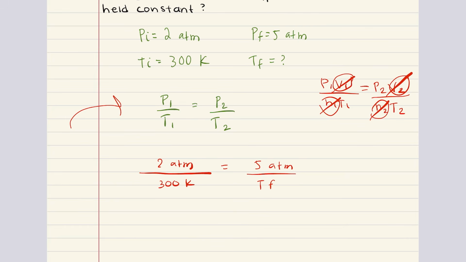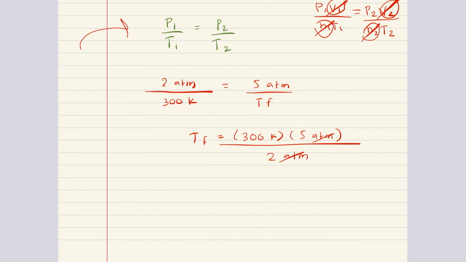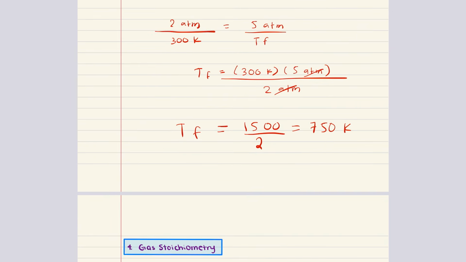Now let's isolate T final and solve for it. This is going to be equal to 300 Kelvin multiplied by 5 atmosphere, all divided by 2 atmosphere. The units atmosphere cancels out. We're going to get our final answer in units of Kelvin. 300 times 5 is equal to 1,500, and that's divided by 2. And so what we get for our final temperature is 750 Kelvin. Beautiful. Those are all the practice problems we wanted to do before we move into our next objective.